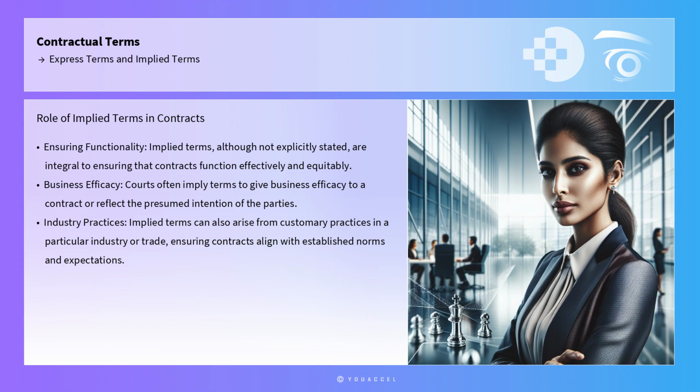Implied terms, although not explicitly stated, are integral to ensuring that contracts function effectively and equitably. Courts often imply terms to give business efficacy to a contract or to reflect the presumed intention of the parties. For example, in the landmark case of the Moorcock, the court implied a term that the dock owner would take reasonable care to ensure the safety of a vessel using the dock, even though no such term was explicitly stated.